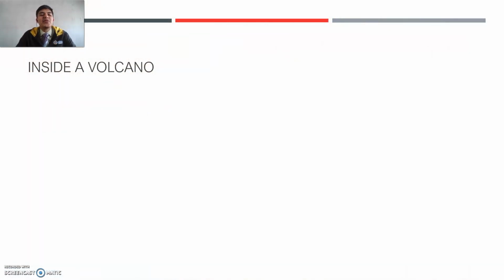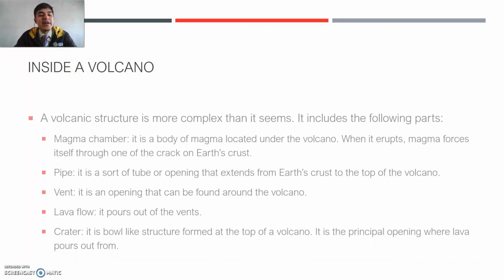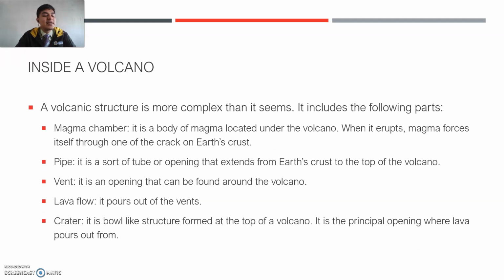All right, now we're going to go inside a volcano and we're going to analyze all of its parts, and then I'm going to give you a picture to help you understand each one of these better. So a volcanic structure is more complex than it seems. It includes the following parts. You can take notes of this because it can help you identify the parts in the activity that you need to complete today.